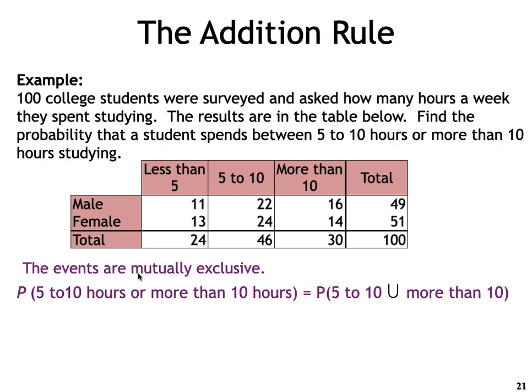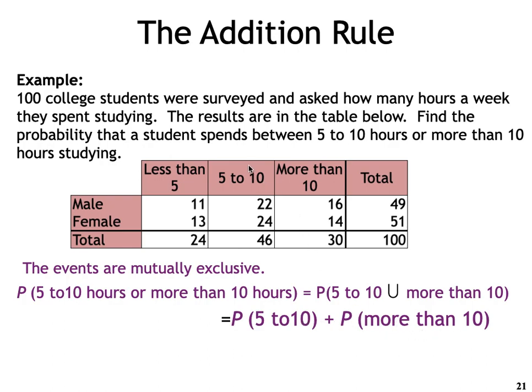So if they're mutually exclusive events, we simply get their individual probabilities and add them. Thus, the probability that a student spends 5 to 10 hours or more than 10 hours is given by the following notation: probability of 5 to 10 union with more than 10. Since they are mutually exclusive, we simply add their individual probabilities. So we will look at the table. What is the probability that a student is spending 5 to 10 hours, plus the probability of more than 10 hours?